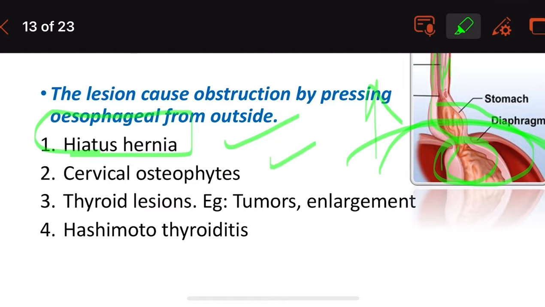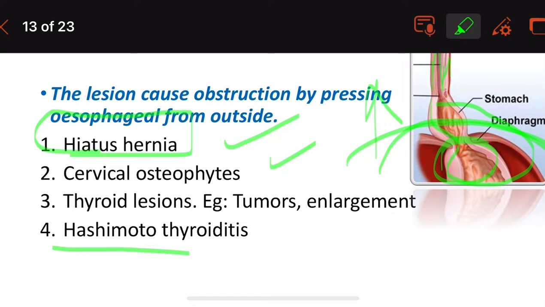Then we see the cervical osteophytes. What happens? Those are the bone spurs which grow on the 7 vertebrae of the cervical spine. We have 7 vertebrae, right, on the cervical spine. In these C1 to C7, whenever bone spurs are formed, they are nothing but the cervical osteophytes. Then we see the thyroid lesions like tumors, enlargement. Then Hashimoto thyroiditis is what they have given here.